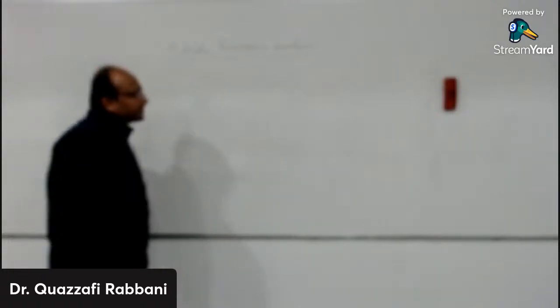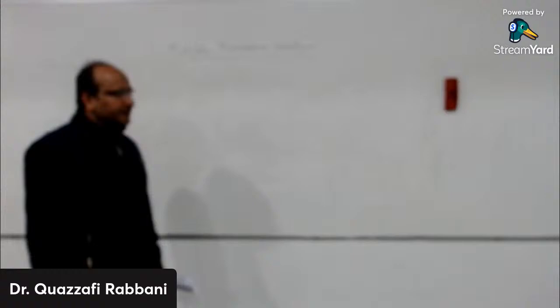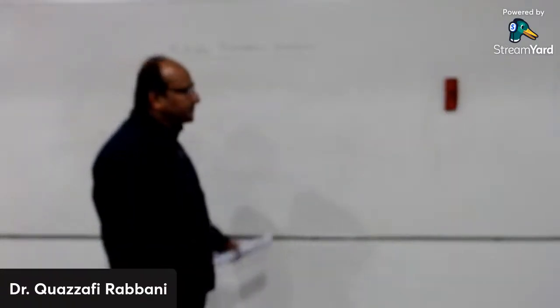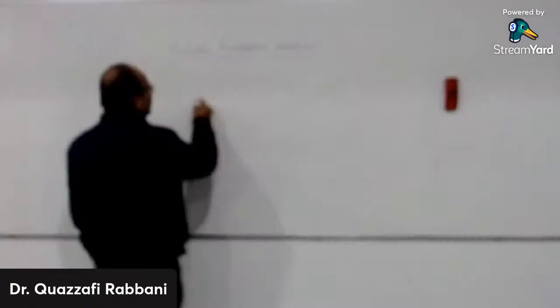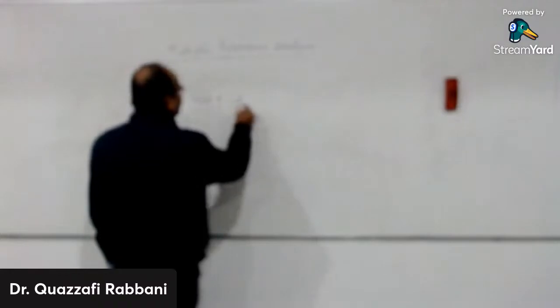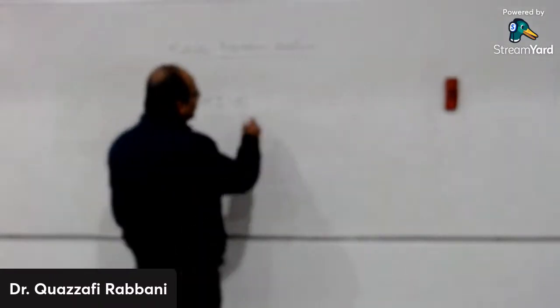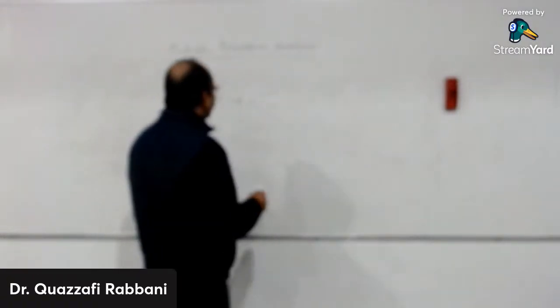So multiple regression in real life, we always see that there is one dependent variable and independent variables may be more than one. Suppose the yield of crop. Yield of crop depends on so many factors.